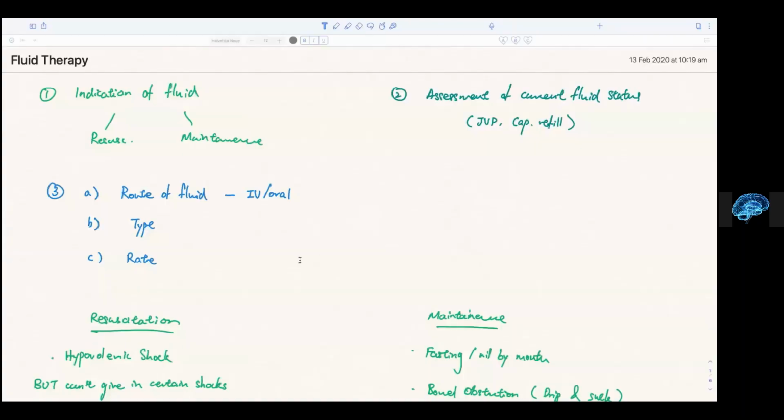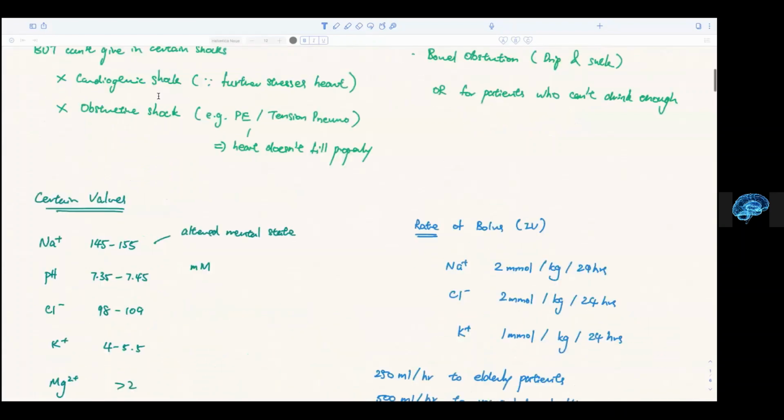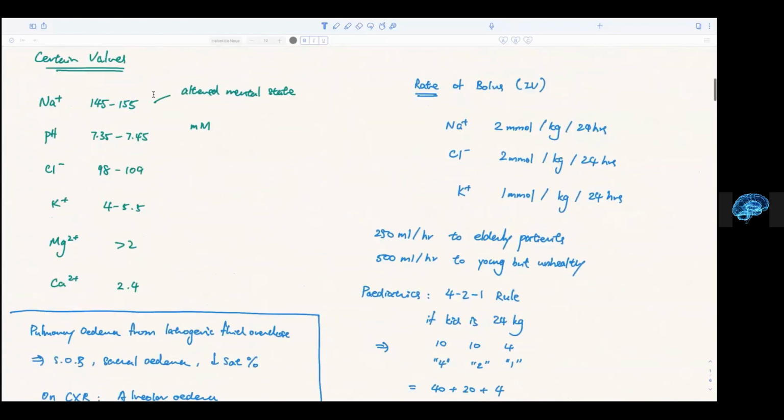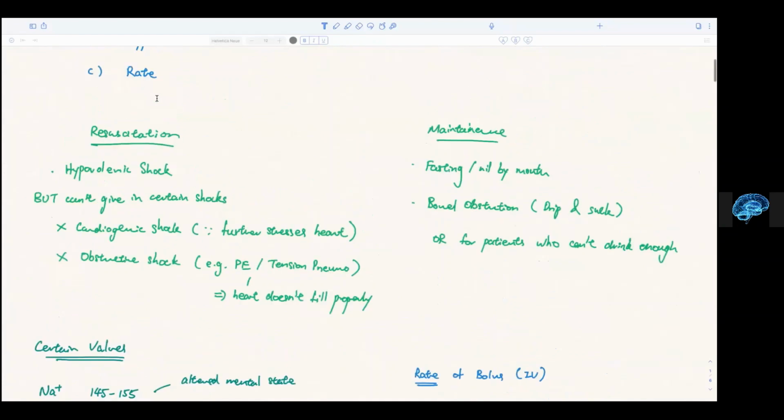And fluid therapy, I do have notes on this. Can you see this? Can you guys see this? Yeah. Okay. So Ray asked for fluid therapy, and this is a video that was given by my peer mentor. I think it's pretty good in terms of just explaining all about fluid therapy.